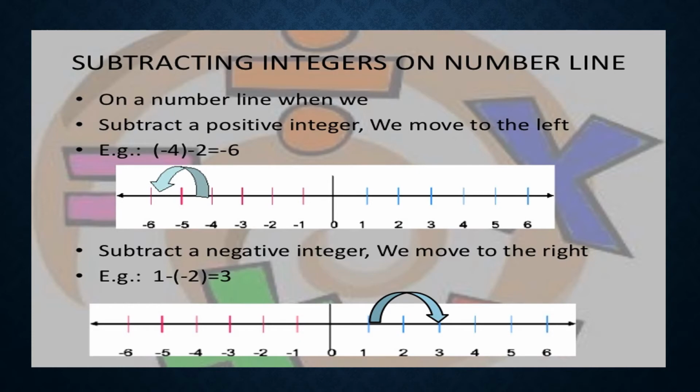I repeat, when we were subtracting the positive integer, we moved towards left. Now we are subtracting a negative integer, we will move towards right. How many steps towards right? 2 steps, because we are subtracting minus 2. So 1 is the starting integer over here, plus 1, and from there you have to move 2 steps ahead. We get 3 over here. So when we subtract minus 2 from plus 1, the answer is 3.